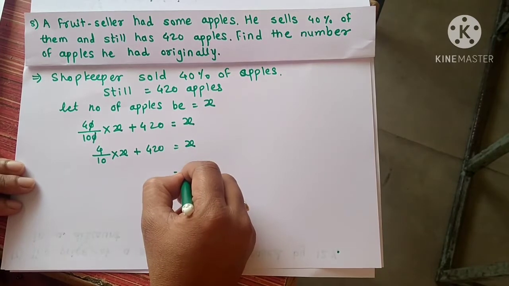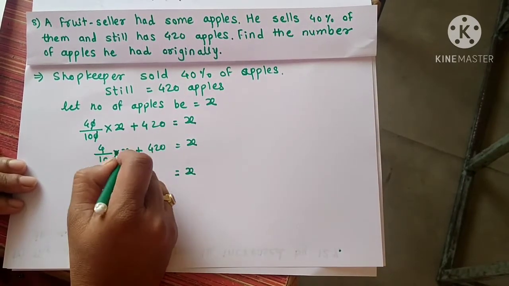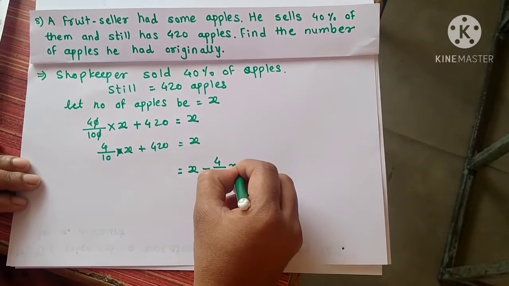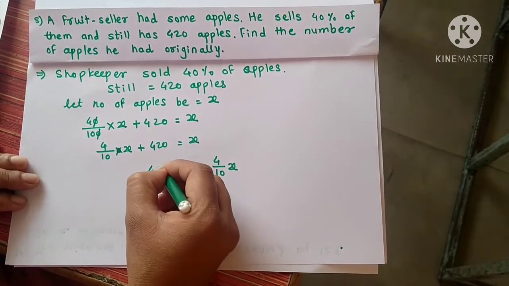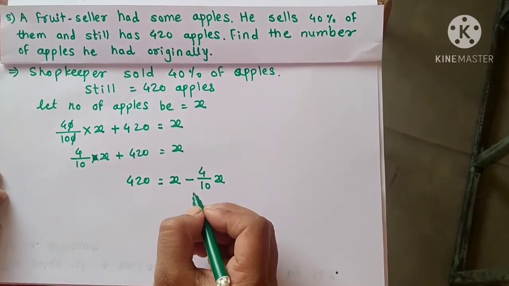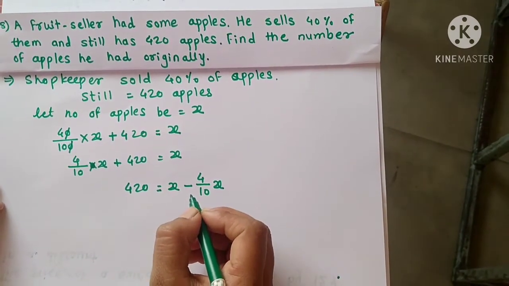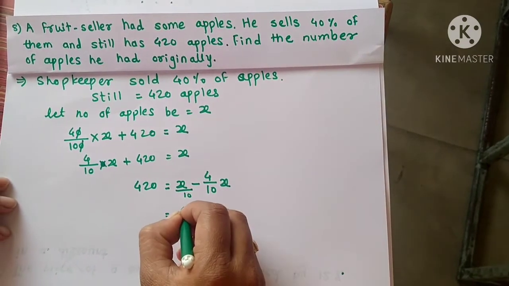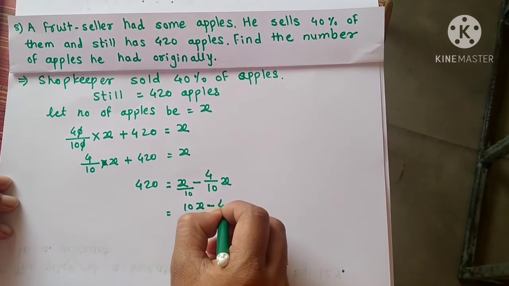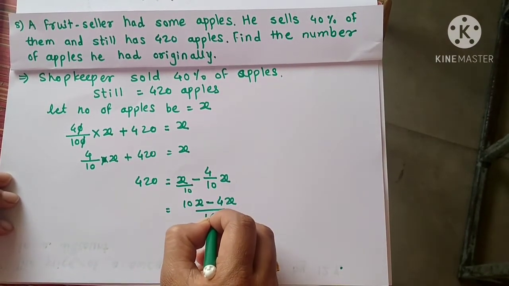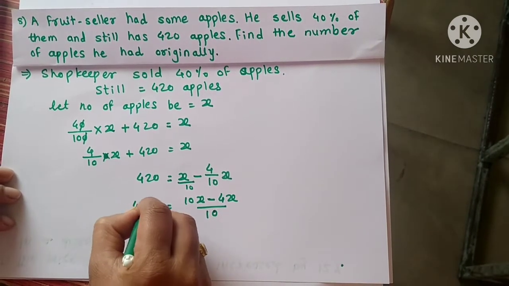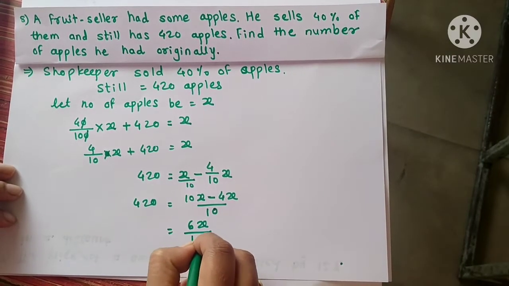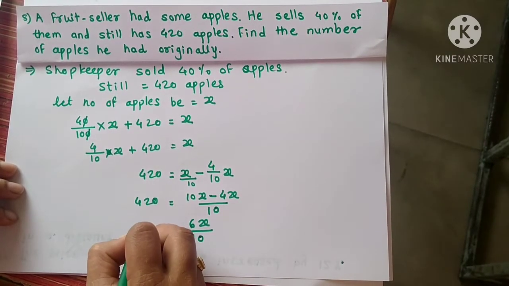So x as it is; the term with x goes to the other side with minus 4 upon 10 x, and 420 as it is. Now again I am going to make the denominators equal. So 10x minus 4x over 10, 420. So 10x minus 4x is equal to 6x upon 10 equals 420.